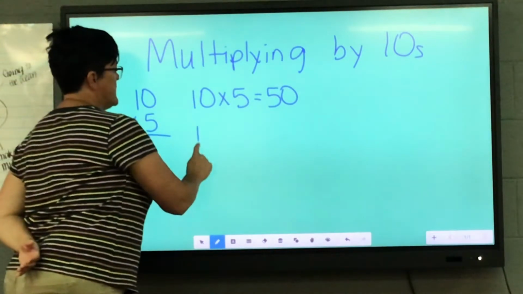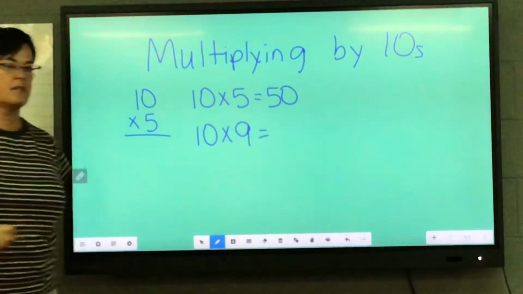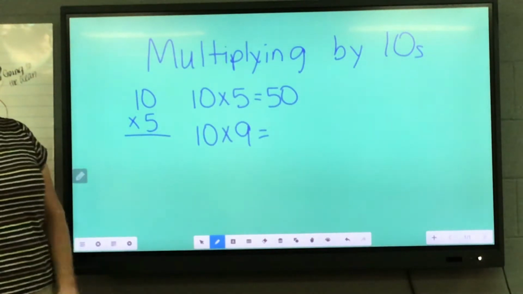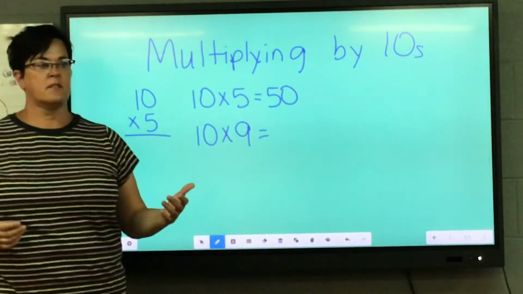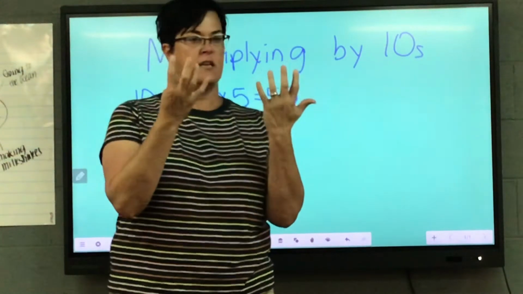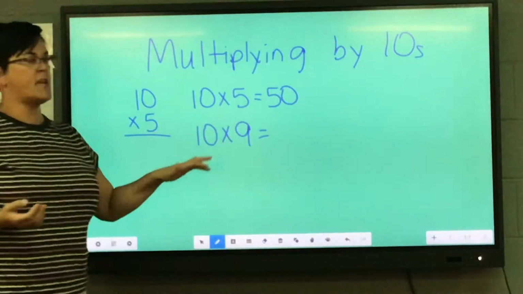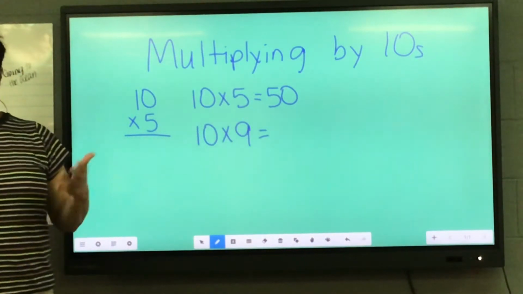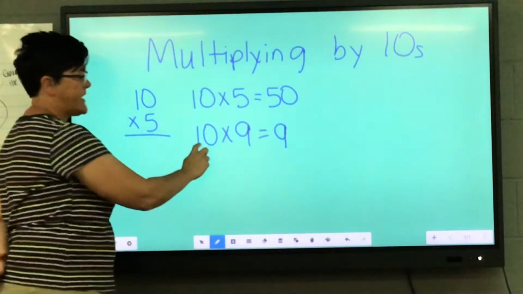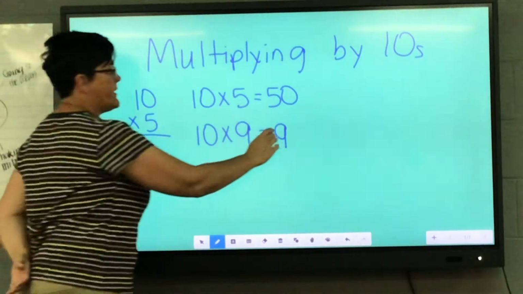What about 10 times 9? Don't say anything out loud. 10 times 9. You could count by tens 9 times, right? Or think about what's 1 times 9? 9. What is 1 times 9, everybody? 9. What do we do if we're multiplying by a 10? What can we do with our answer? Put a 0 behind it.